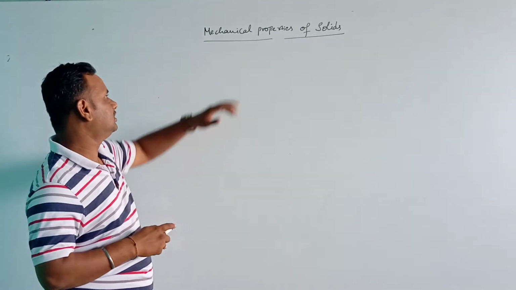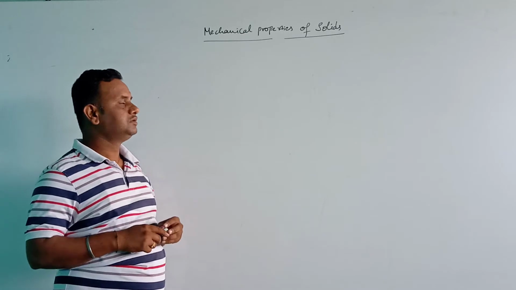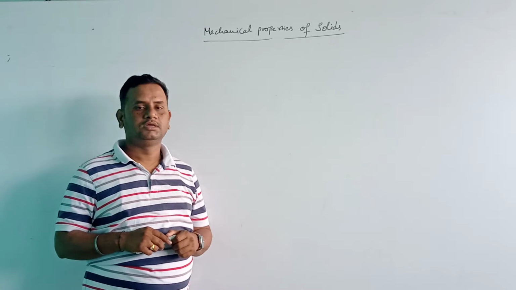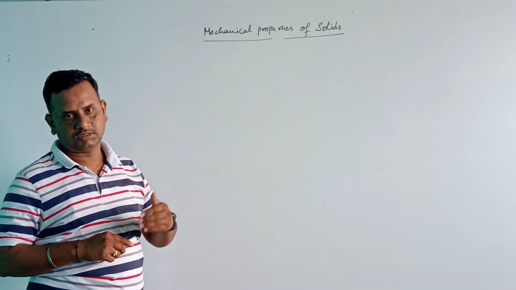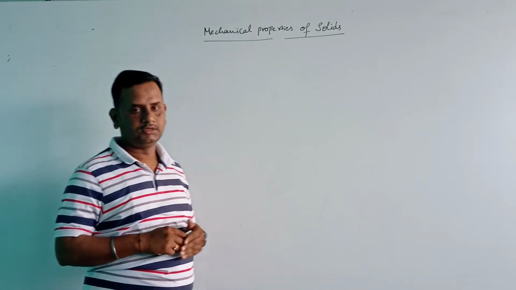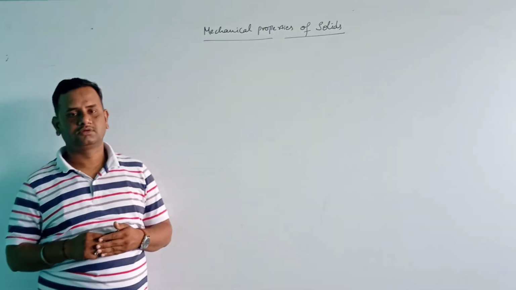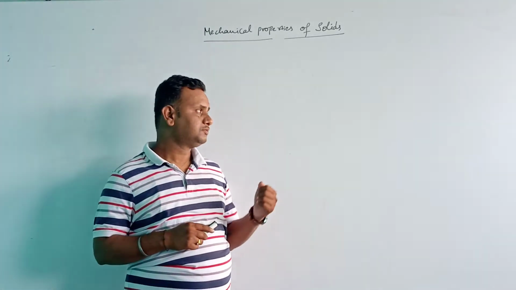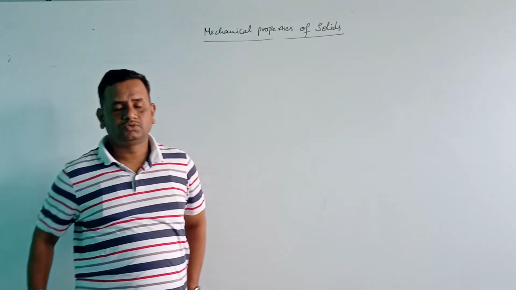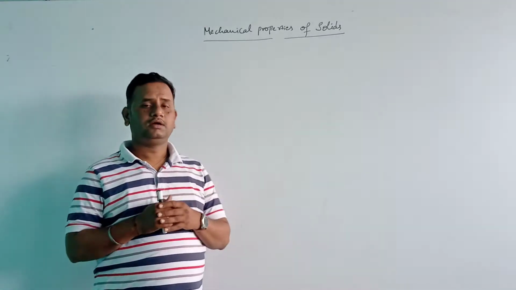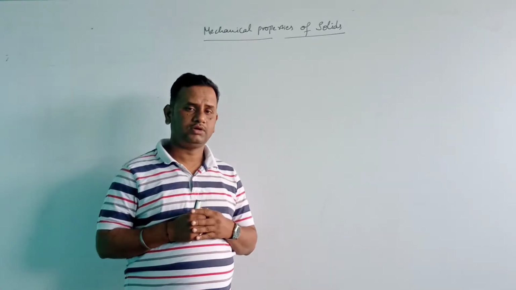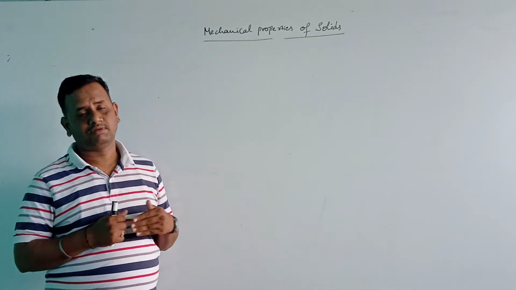So yesterday we started the mechanical properties of solids. In yesterday's class we discussed the introduction to the mechanical properties of solids. What do you mean by solid? The other name of solid is rigid body, and also the elastic behavior of solids. How do solids show elastic behavior? We also discussed some definitions. What do you mean by elastic? What do you mean by plastic body, elastic body, elasticity, plasticity?